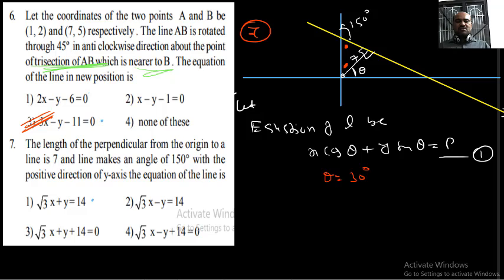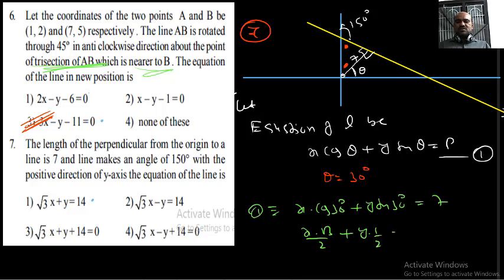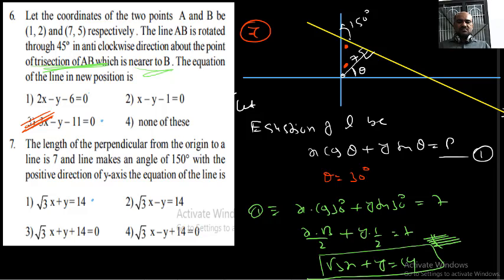So substitute that, then we will get the equation of the straight line. x cos 30 plus y sin 30 equals 7. So x times root 3/2 plus y times 1/2 equals 7, or root 3 x plus y equals 14. This is the equation of the straight line. So root 3 x plus y equals 14 is the equation of the straight line. I can say option 1 is the correct answer for this problem.